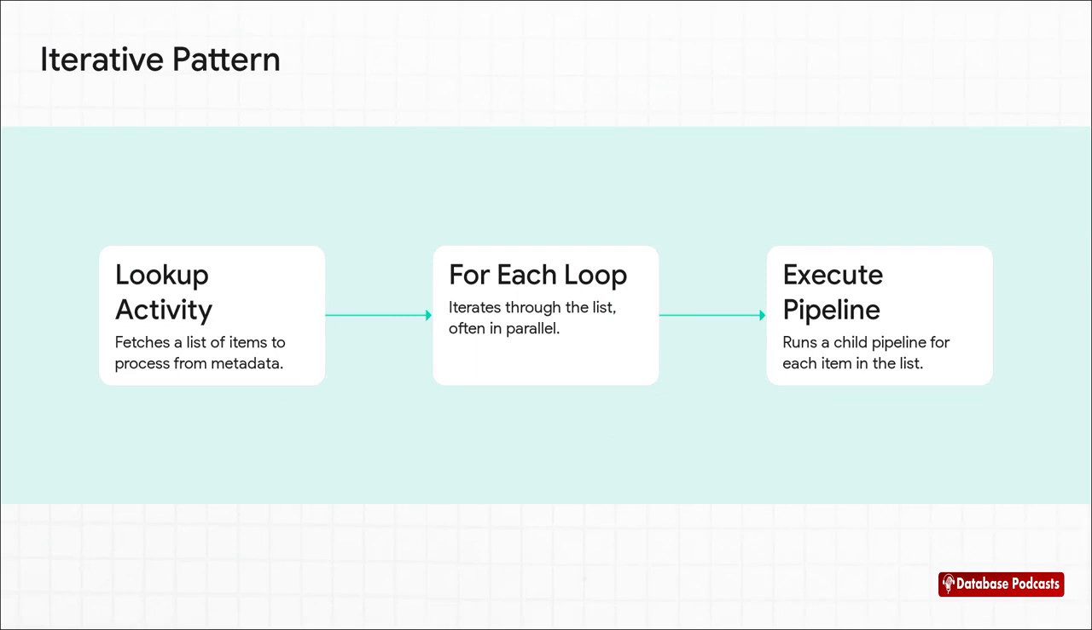This is the iterative parent-child model, and this is where ADF gets really smart. The parent pipeline first looks up a list of things to do. Let's say a list of tables to copy from a database. Then it just loops through that list and runs that same child pipeline for every single item. This right here, this is the secret sauce for building scalable, meta-driven workflows.